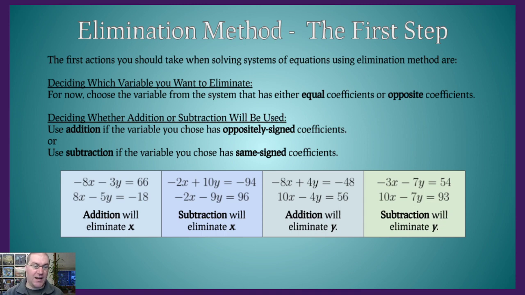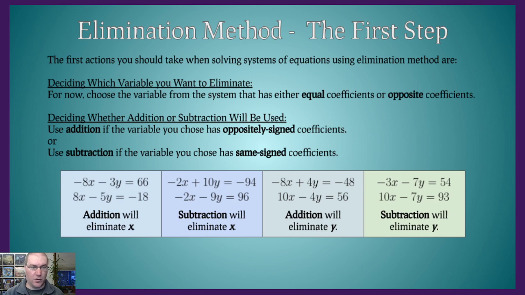So in this slide, I've given you 4 example questions at the bottom here, and each one of these you would start a slightly different way. So when you look at a system, there's 2 things you want to look for. You want to decide whether you're going to eliminate the x or the y. For these first ones that we're going to do, just look to find which variable has the same coefficient or opposite coefficients in both equations. So like this first example here, it says negative 8x and positive 8x. I'm going to decide to get rid of the x's because they're opposites, right?